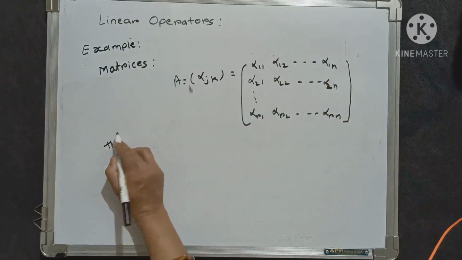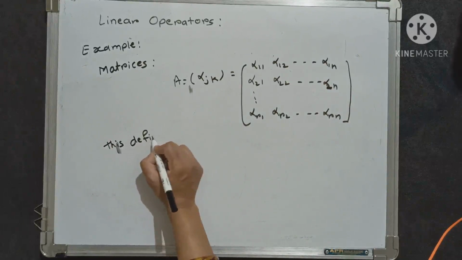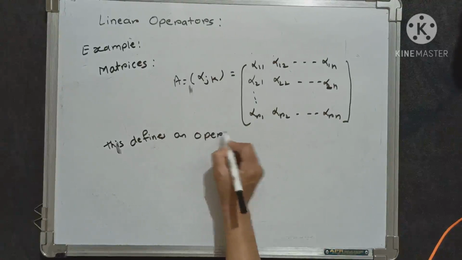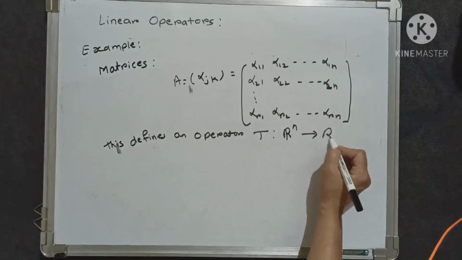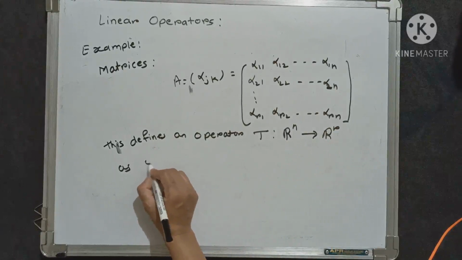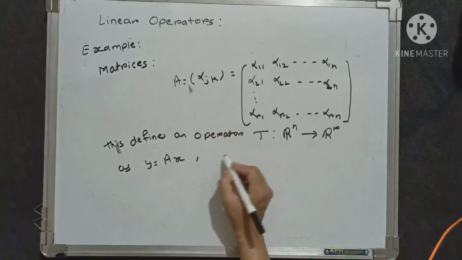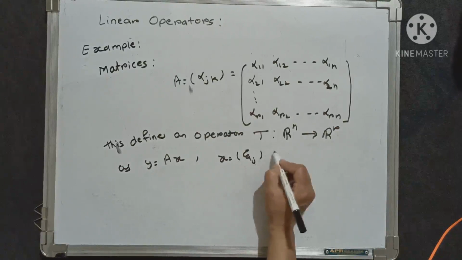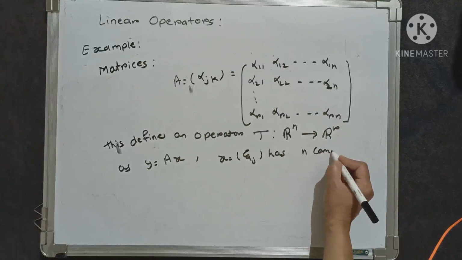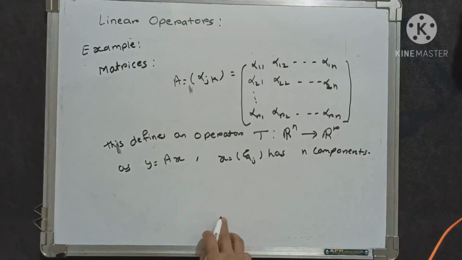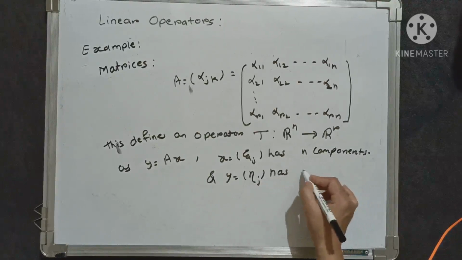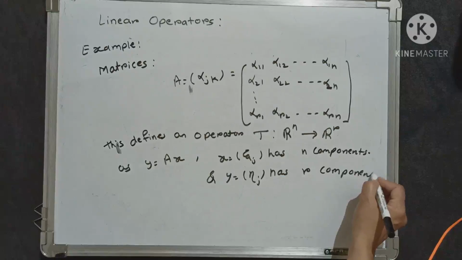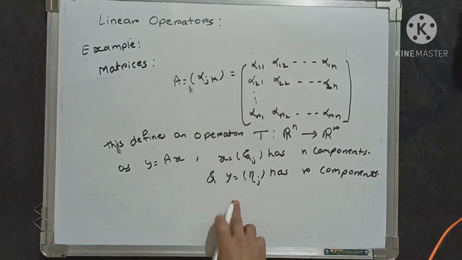This defines an operator capital T from Rn to Rr, as y is equal to Ax, where x is the sequence xi j, which has n components, and y is the sequence eta j, which has r components, and both the vectors are written as column vectors.